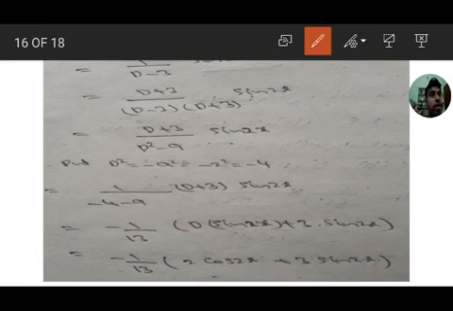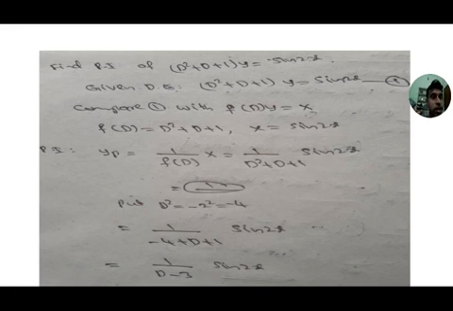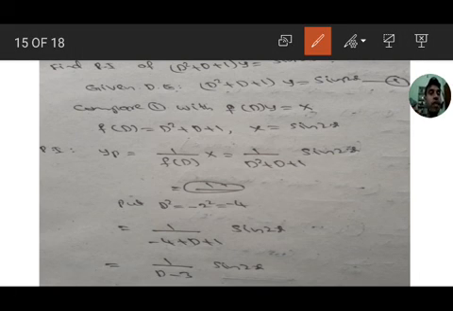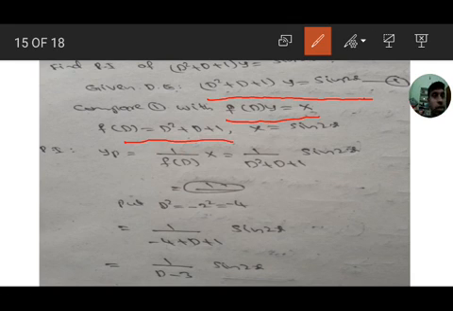Let us repeat, I will repeat once again. Please listen carefully. Here given differential equation is (D² + D + 1)y = sin 2x. So compare the given equation with the standard form f(D)y = X. We get f(D) = D² + D + 1, X = sin 2x. So particular integral yp = 1 by f(D) X, so 1 by (D² + D + 1) sin 2x.